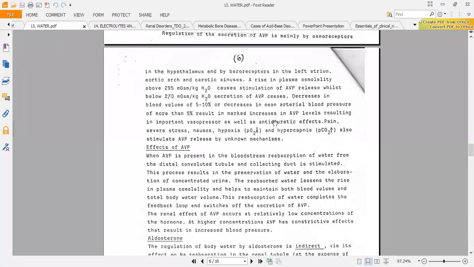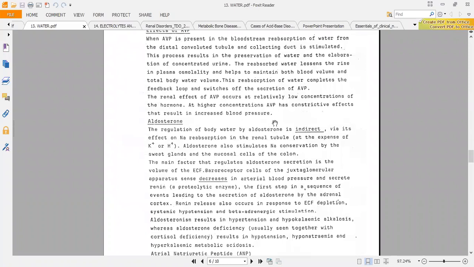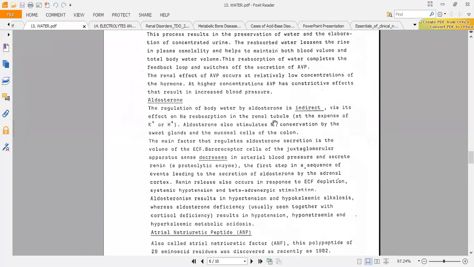Okay, so I've talked about vasopressin. Now the second hormone is aldosterone, and I have already given you the principle that aldosterone mainly controls water regulation indirectly by sodium reabsorption. Okay, because we know that wherever sodium goes, water will follow. So if sodium is reabsorbed, then water indirectly is also reabsorbed. So what you should know is that the regulation of water by aldosterone is indirect.